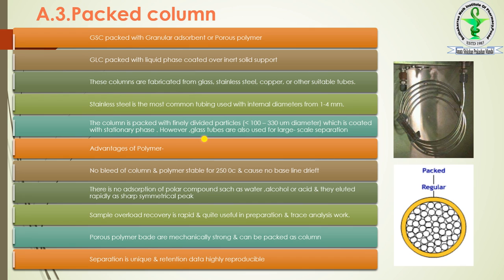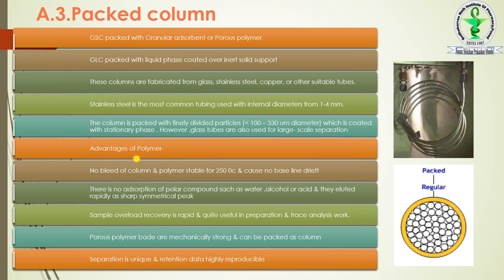Okay, so however glass tubes are also used for large scale preparation. अगर हमें ज़्यादा प्रिपरेशन करना है, ज़्यादा सेपरेशन करना है, ज़्यादा अमाउंट में करना है, तो हम क्या करेंगे, instead of using the stainless steel we are replacing it with the glass. इसको ग्लास से रिप्लेस कर लेंगे. Okay, so these are the things that are used in the case of packed columns.